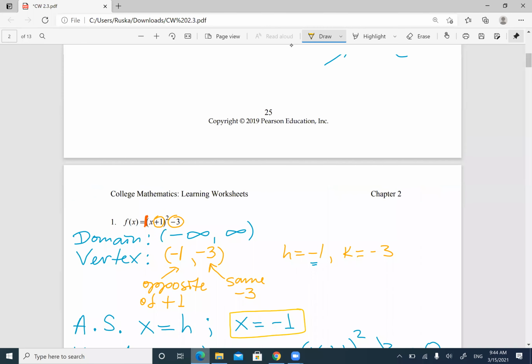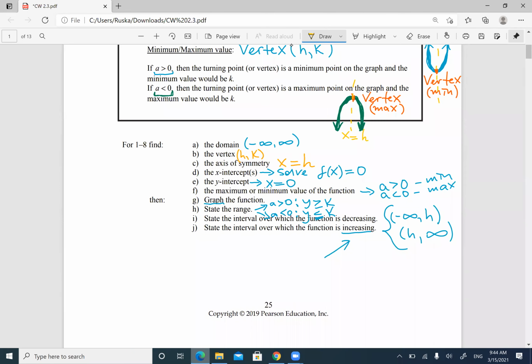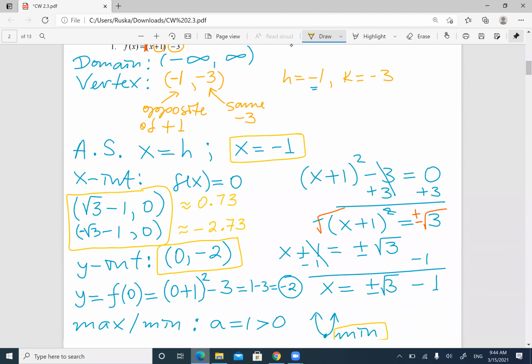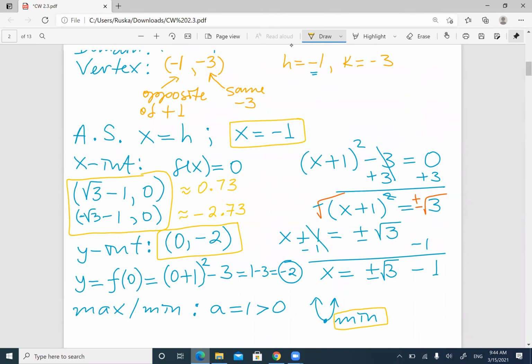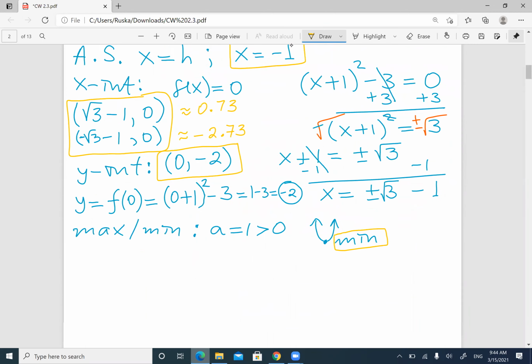Okay? And then here we have the next one, we need to graph it. So after the maximum or minimum, the next one is graphing the function. So we're going to graph it now. When you graph it, you're going to use all the points. You're going to use everything you have in here. You have the vertex, x-intercepts, y-intercept. We're going to graph it.